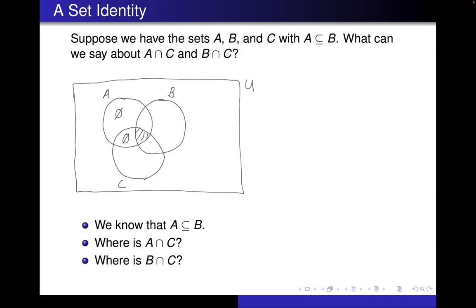So let's see where B intersects C is. Well, B intersects C is all the stuff that's in A intersects C, actually, plus perhaps a little bit more if there are any elements in that additional shaded space. So if we're looking at the Venn diagram, what appears to be the case is that A intersects C is a subset of B intersects C.